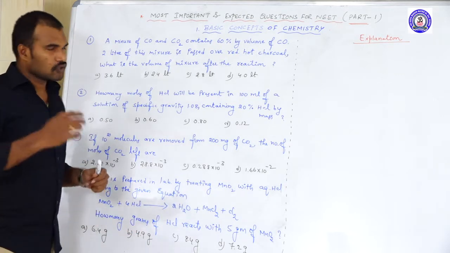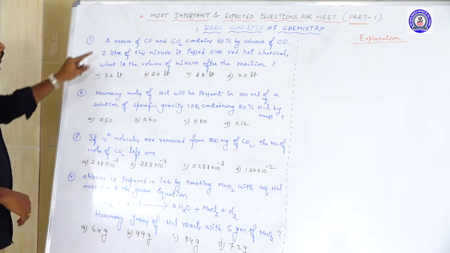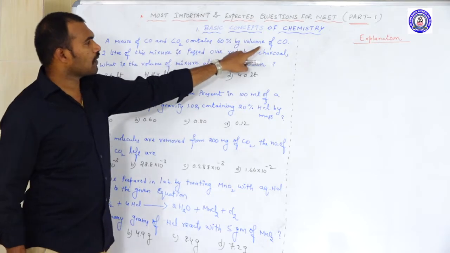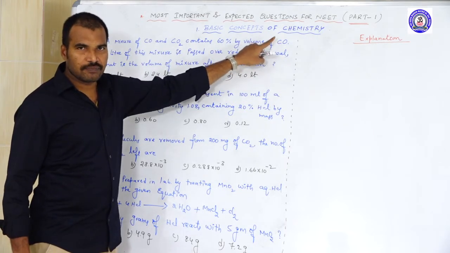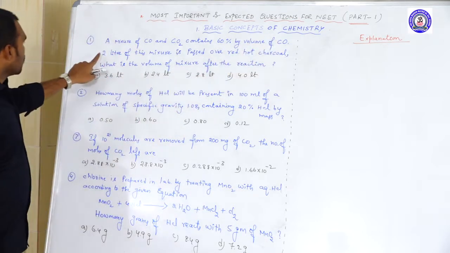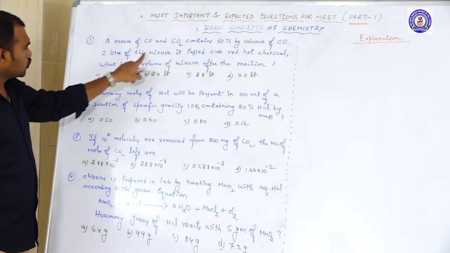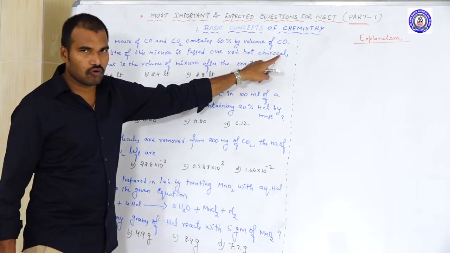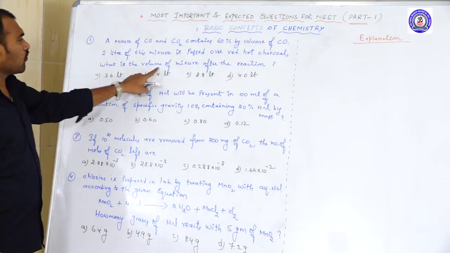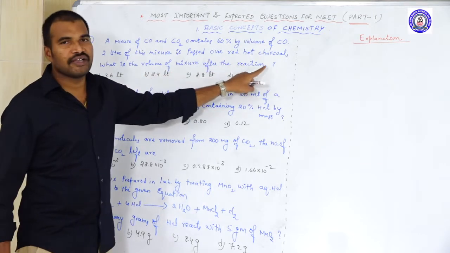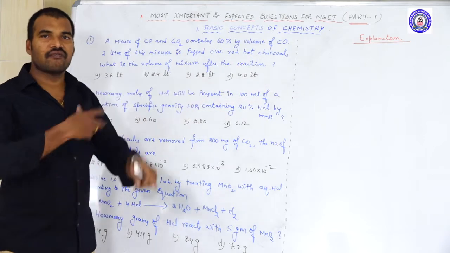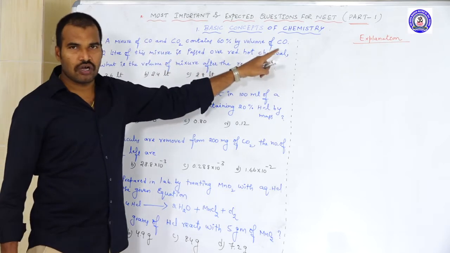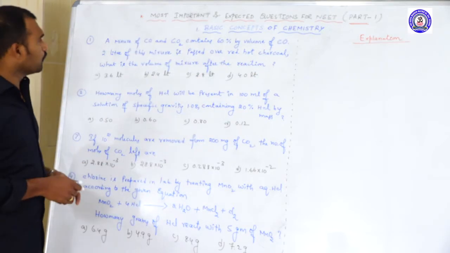NEET examination. If you look at the first question: a mixture of CO and CO2 contains 60% by volume of CO. 2 liters of this mixture is passed over red hot charcoal. Then what is the volume of the mixture after the reaction? So he is asking what is the final volume of the mixture after the reaction of this mixture with red hot charcoal.